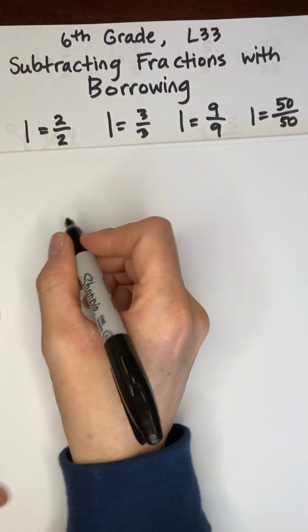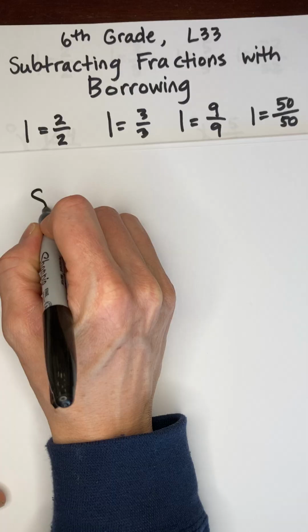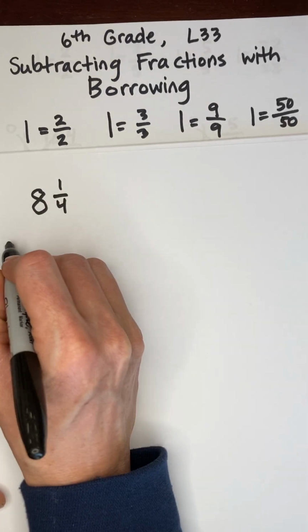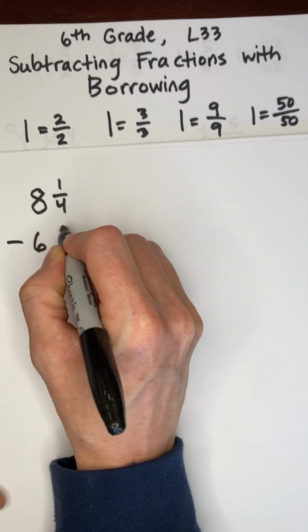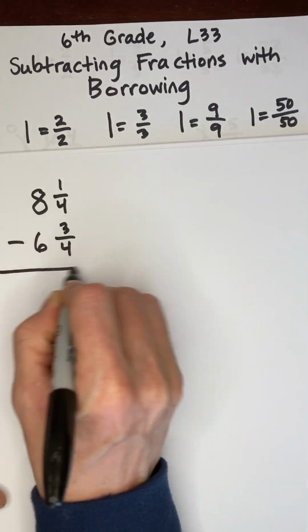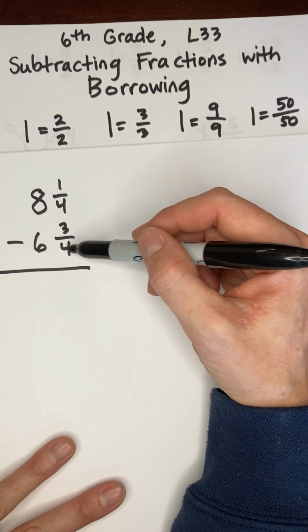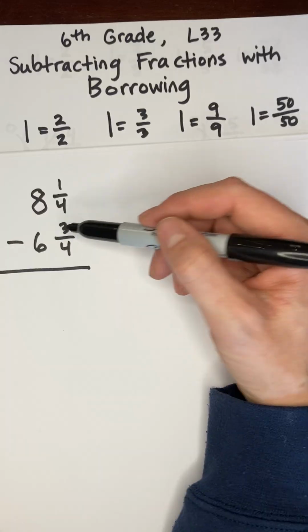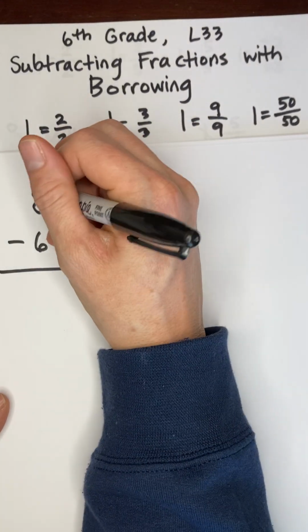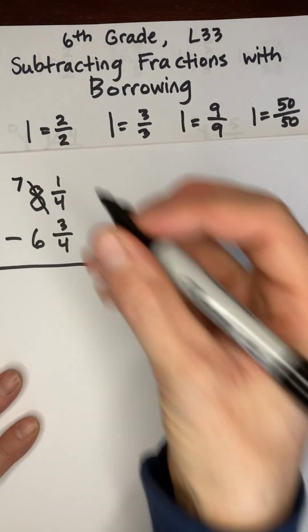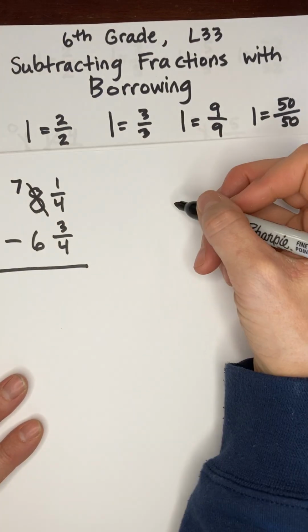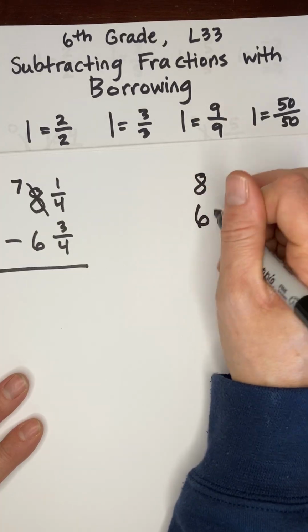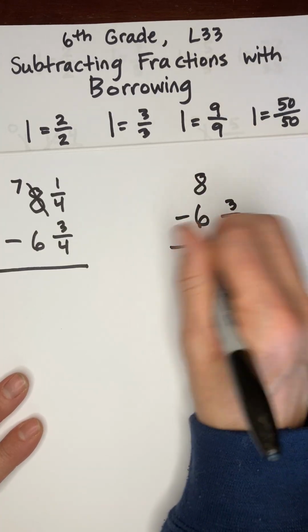Okay, we level it up by adding a fraction to our top number. So let's do 8 and 1/4 minus 6 and 3/4. All right, they have the same denominator, which is great, but 1 is less than 3, and I can't do 1 minus 3, so I'm going to have to borrow. Okay, so we're going to borrow from this 8 and make it a 7. Now, before I do this, let's write this same problem parallel, but we're going to exclude this 1/4. So 8 minus 6 and 3/4.